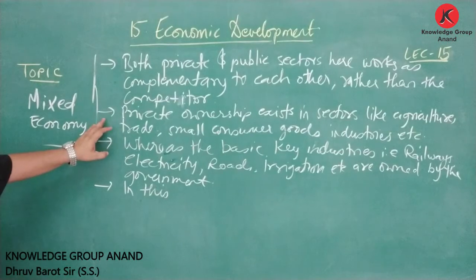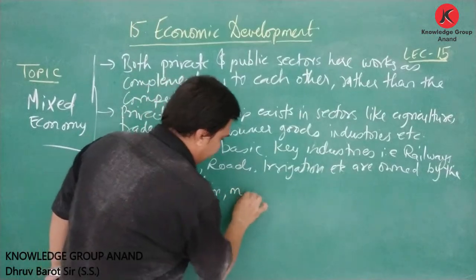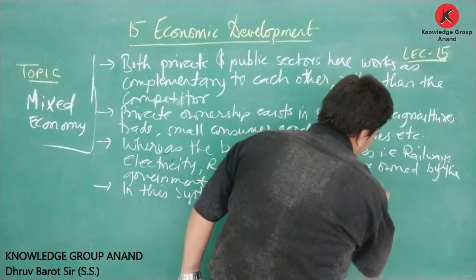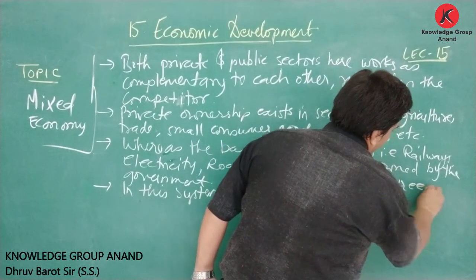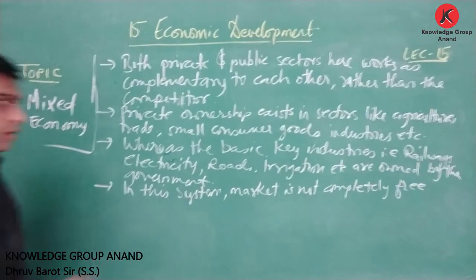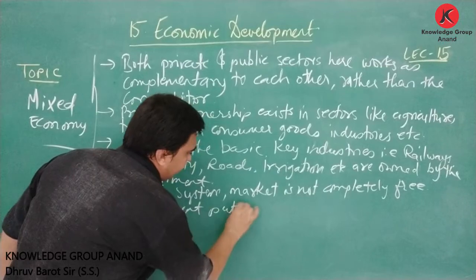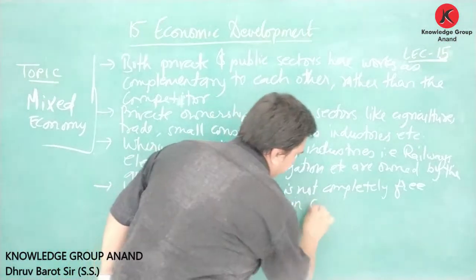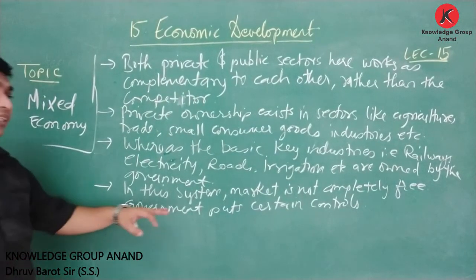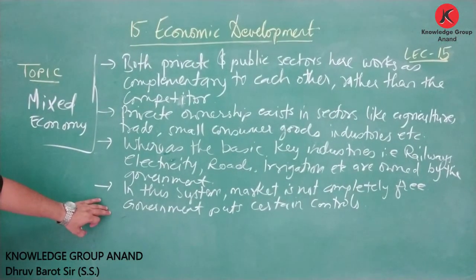Here if we talk about this economy, it is said that in this system the market is not completely free. Government puts certain controls. Here in this system, the market is not completely free. Government interferes in this. Government puts certain controls.